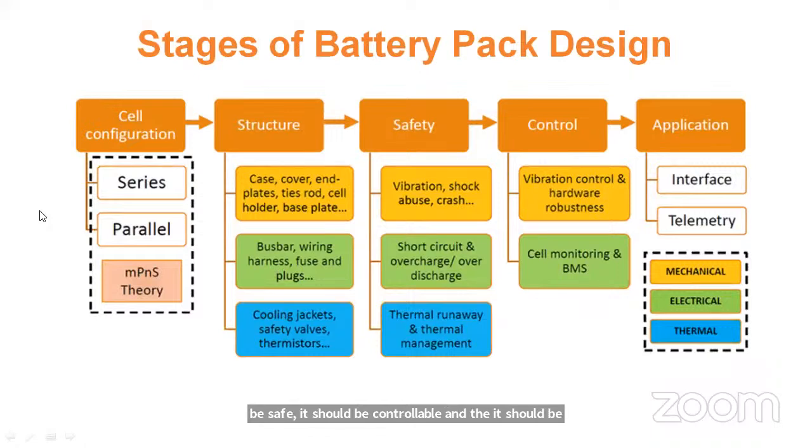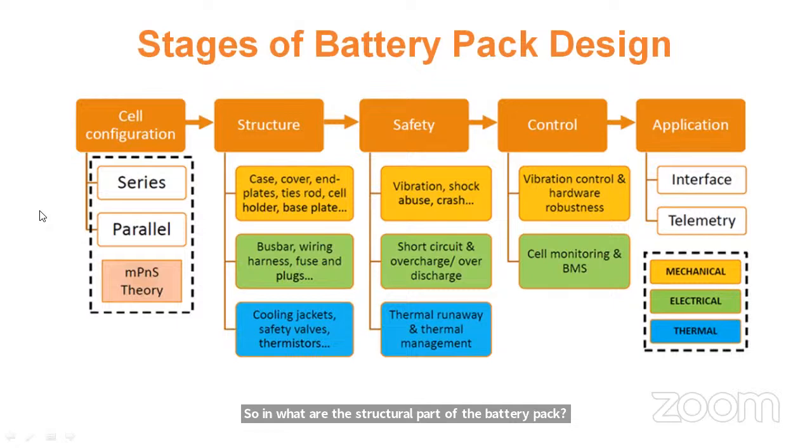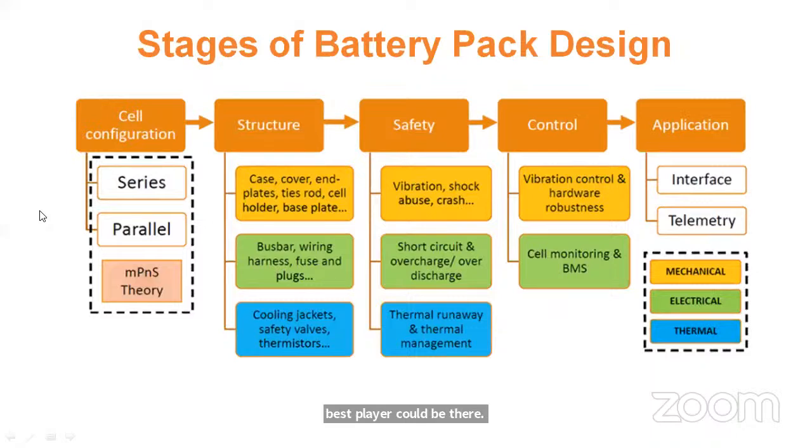Whenever we are talking about structure, what are the structural parts of the battery pack? There is a casing, cover, end plates, some tying things, cell holder, and base plate. It depends upon the designer and how he designs a battery pack. Depending upon the concept of his design, he will use different components, and the battery pack should be structurally strong enough to withstand running on the road. Clear?